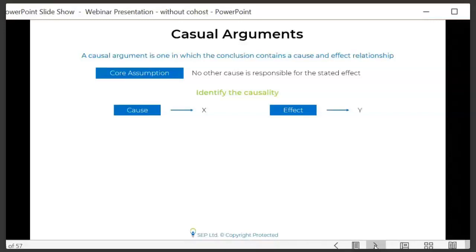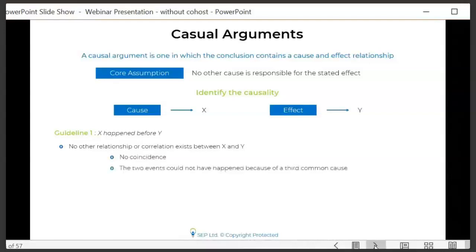Then thereafter you follow the three guidelines, as I call it. First guideline is X happened before Y. Thinking along these lines, we are basically trying to identify a choice which says no other relationship or correlation exists between X and Y. So it was not that X and Y happened as a coincidence. It is not that the two events could not have happened because of a third common cause. By coming up with such choices, we will be able to identify the assumption that X happened before Y.